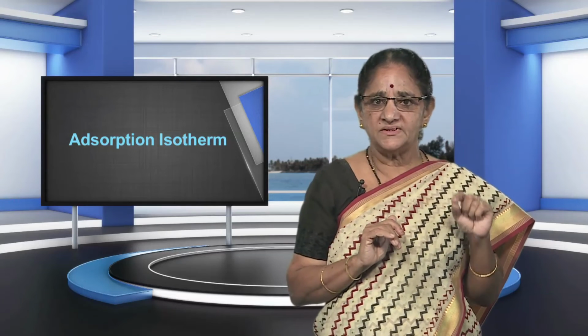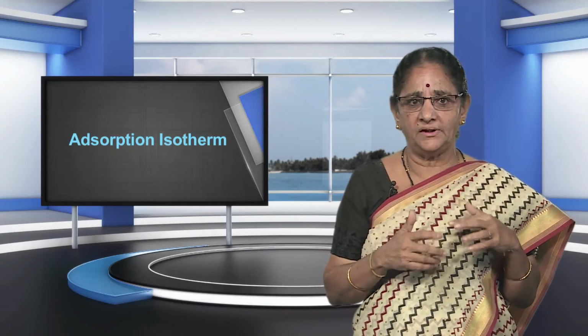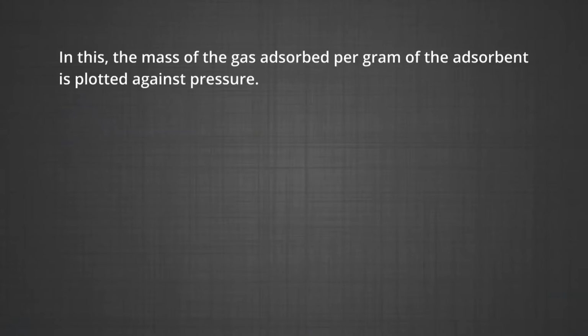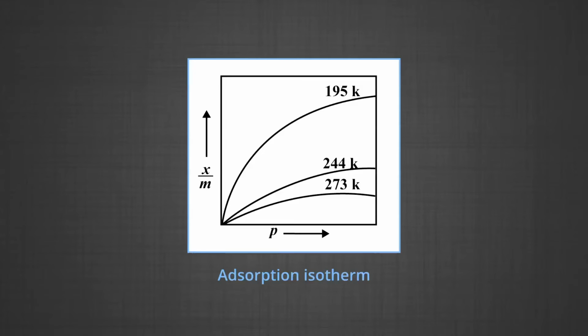The relationship is generally represented in the form of a curve. In this, the mass of the gas adsorbed per gram of the adsorbent is plotted against pressure. As you see in the figure, at a fixed pressure, there is a decrease in physical adsorption with increase in temperature. These curves always seem to approach saturation at high pressure.